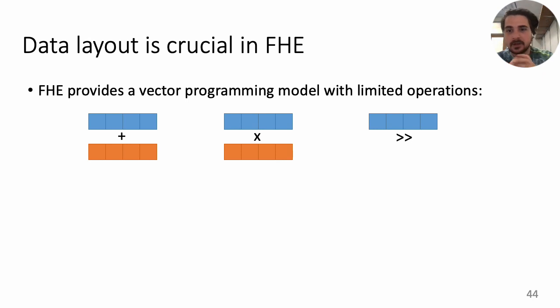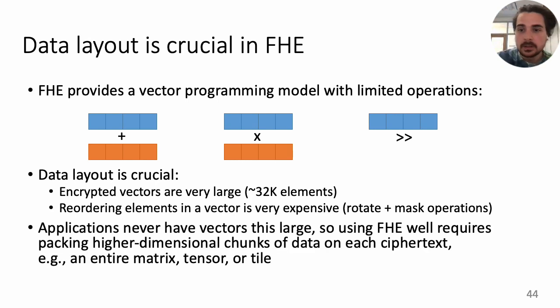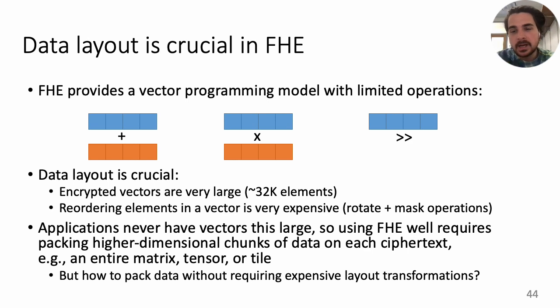So vectors encrypted under an FHE ciphertext are very large. 32,000 elements is standard. On the one hand, reordering elements encrypted in a vector is very expensive. It requires a lot of rotations and multiplications. On the other hand, to get good use out of FHE operations, we actually must pack the ciphertext with as much data as possible. And since applications rarely use vectors this large, we must pack higher dimensional blobs of data onto a single ciphertext. So for example, an entire matrix or even tensor. But how do we do this packing without having to frequently reorder elements within a ciphertext?